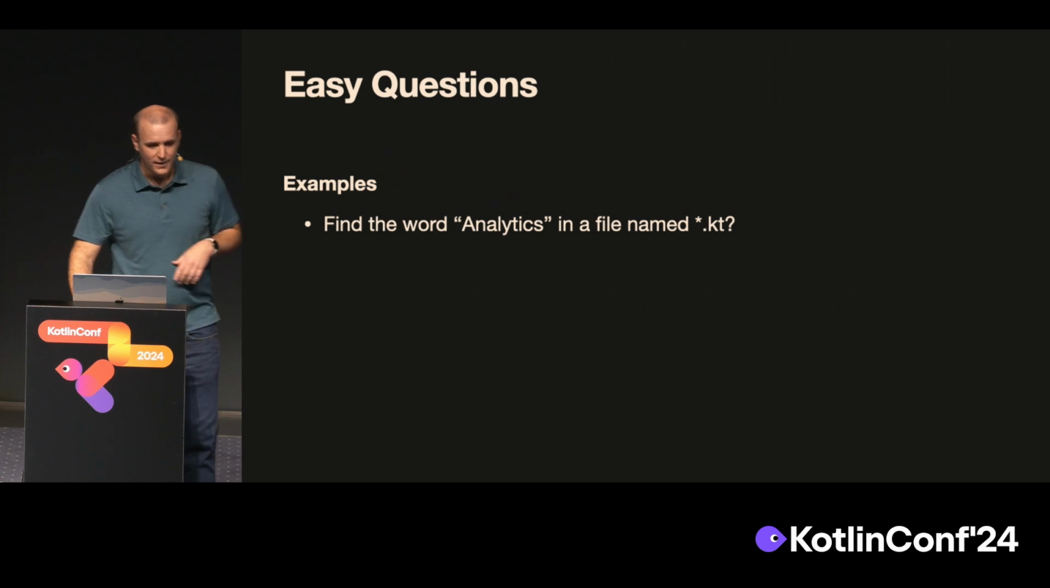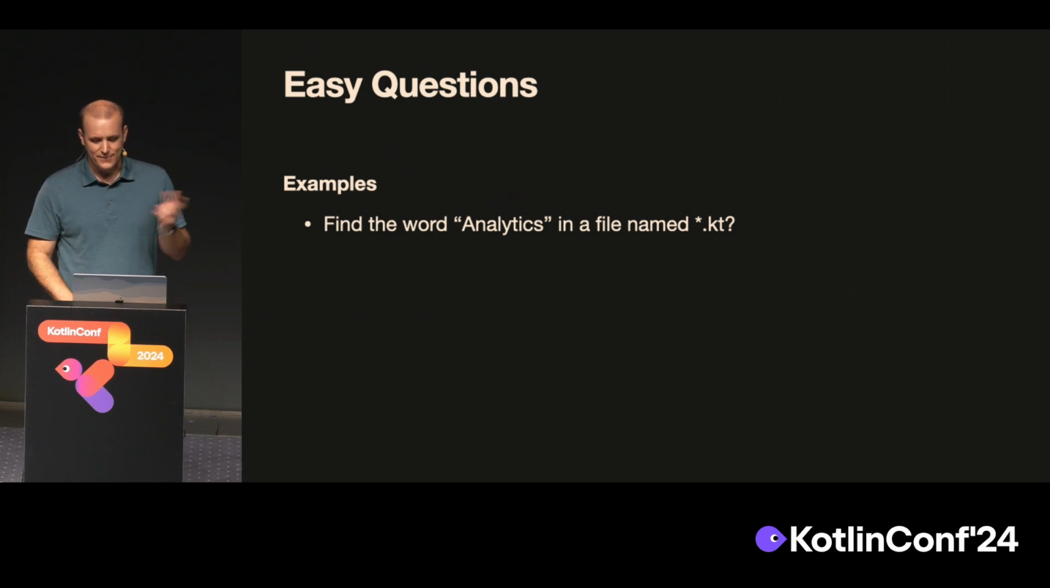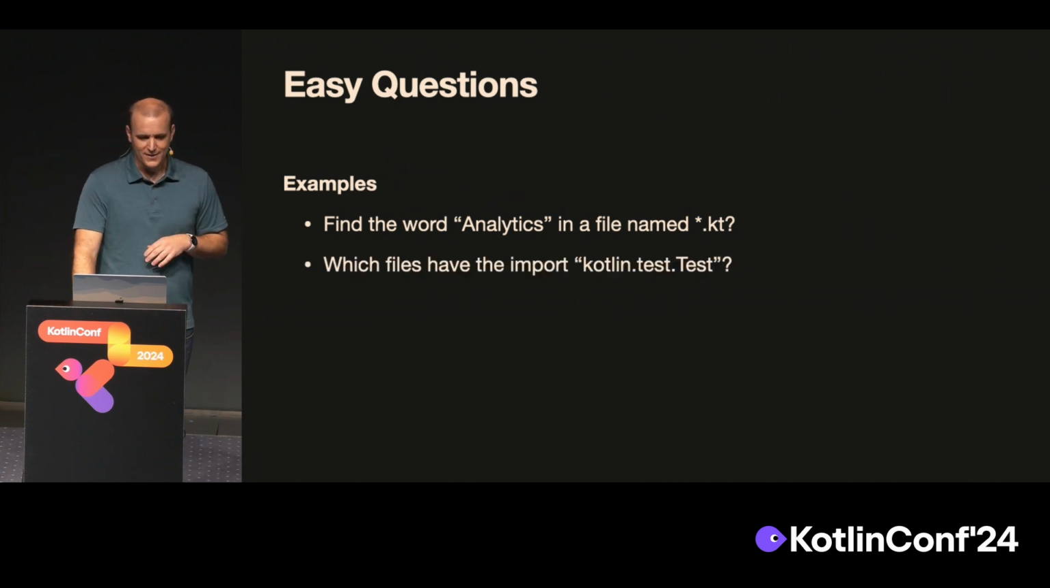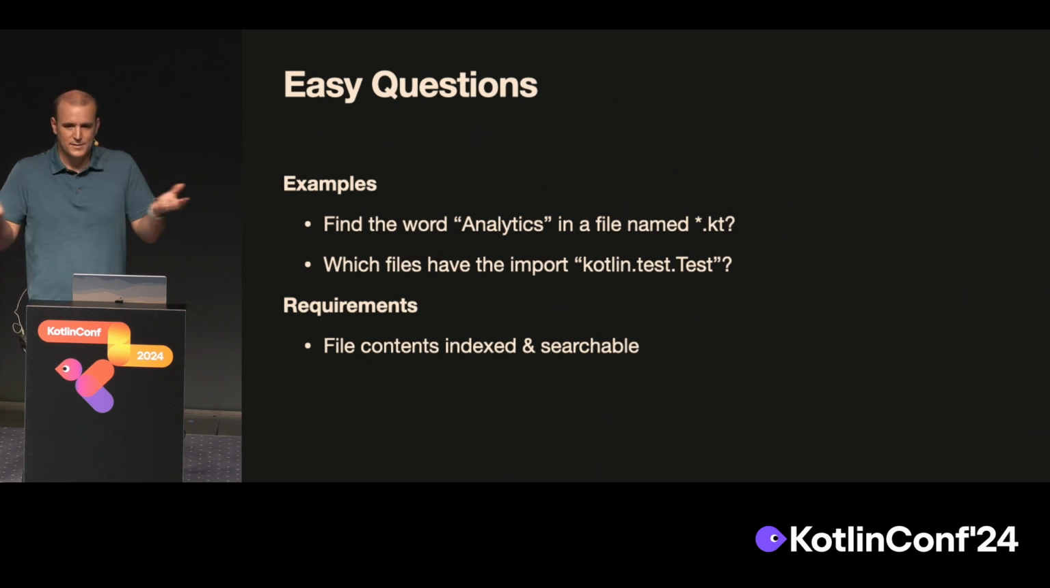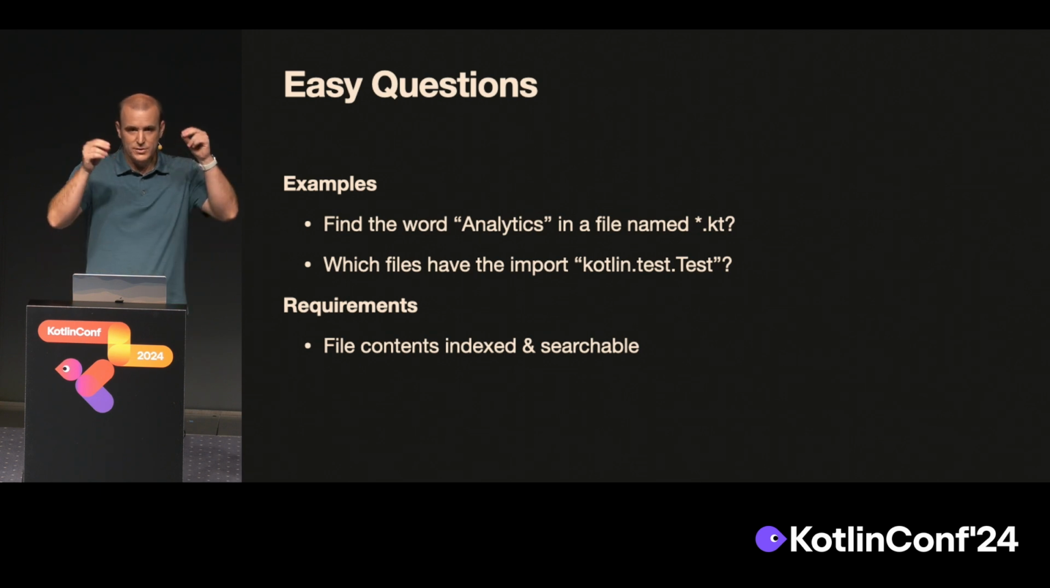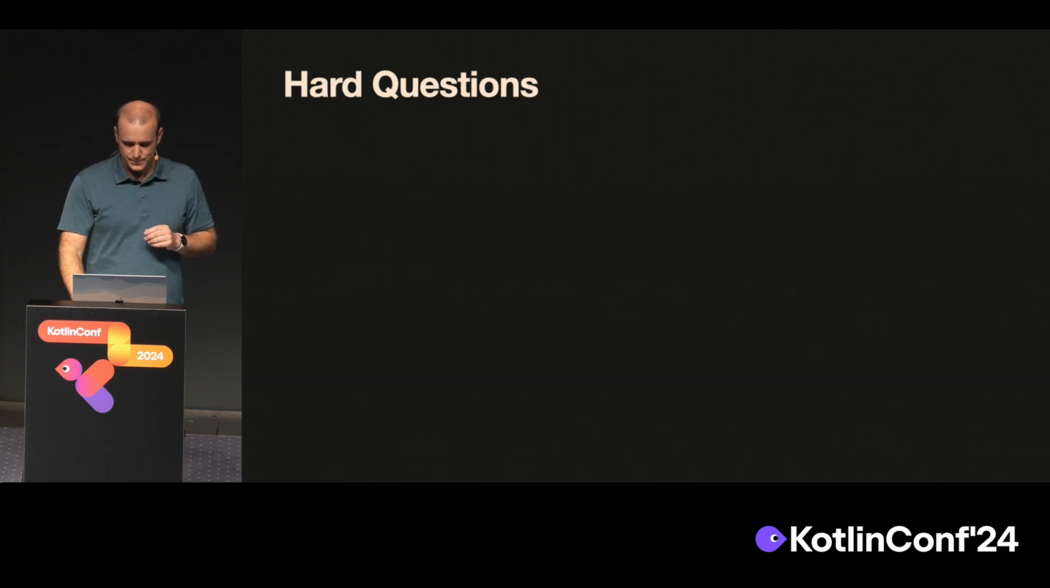Okay, down there: find the word analytics in a file named star.kotlin, or figure out which files have the import Kotlin test. To answer these questions, all you need to do is do a find, and you can do that with Finder itself, or with the command line. You're literally just searching for text, and that's an easy question.